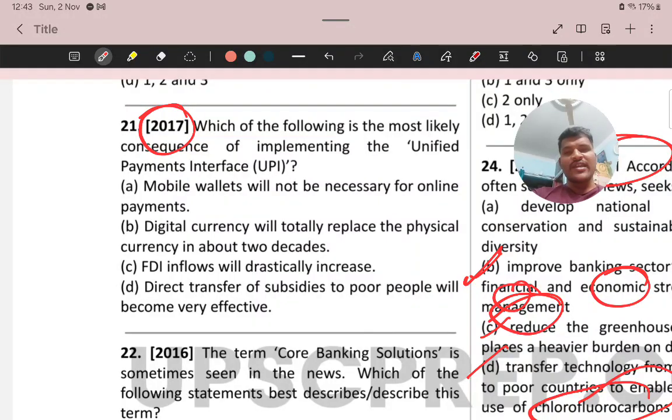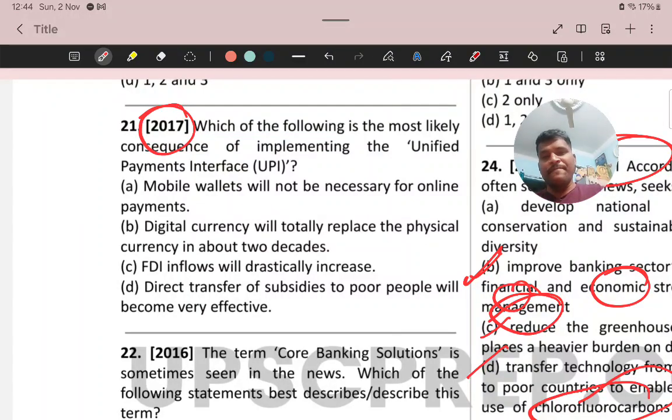Which of the following is most likely the consequence of implementing the Unified Payment Interface, that is UPI? The theme is UPI. Many countries like France, Dubai, and a few neighboring countries adopted our UPI model. You should look into the developments associated with UPI, and you should know which countries adopted the UPI system. Okay, so here the high-yielding topic is the Unified Payment Interface.